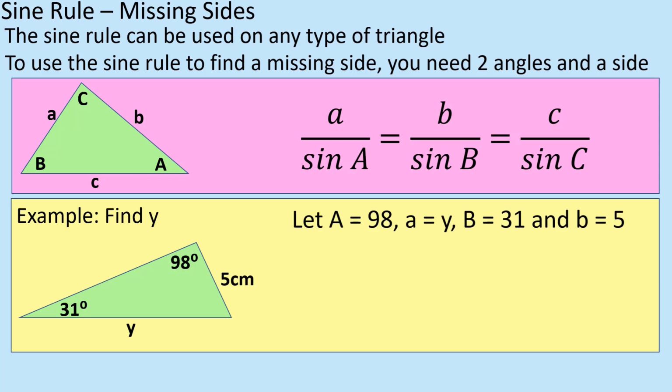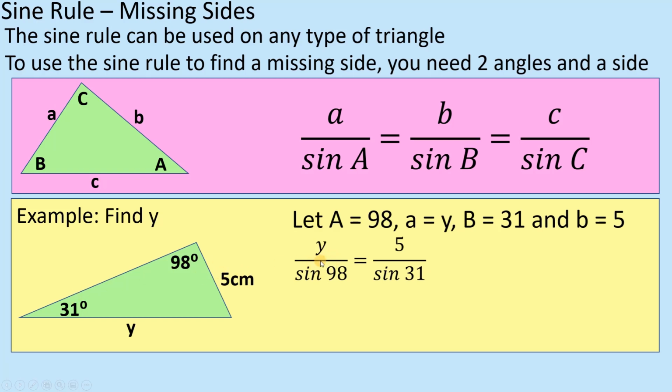So using the labels above, y over sine 98 is equal to 5 over sine 31. It's a very good idea to have your unknown top left, because it's going to make your life, calculating-wise, an awful lot easier if your unknown is up here than anywhere else. So y over sine 98 equals 5 over sine 31.